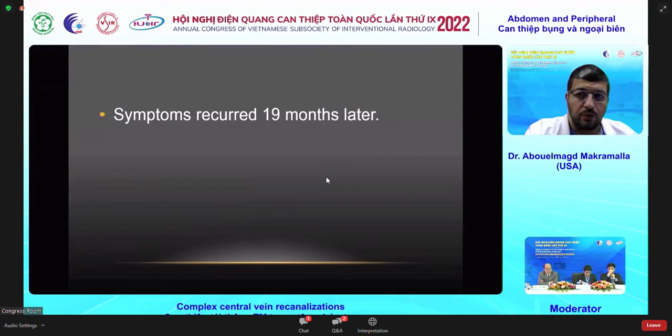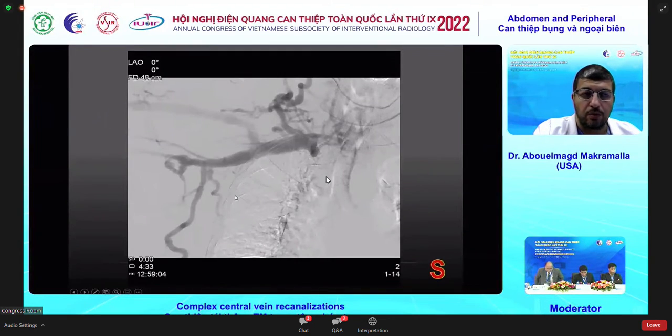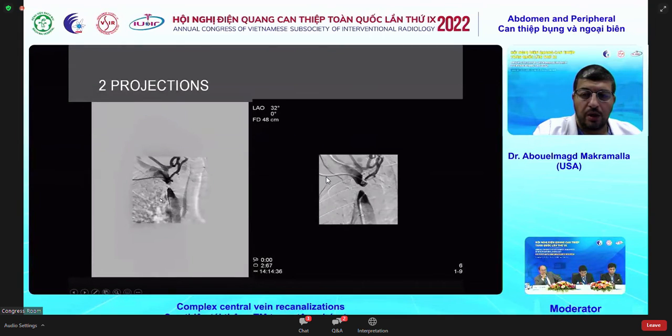Unfortunately, the patient went for 19 months without any follow-up and lost follow-up with us, called us back 19 months later with recurrence of symptoms in the form of severe swelling. At that time, the brachiocephalic vein is completely occluded, so we decided to perform a recanalization.